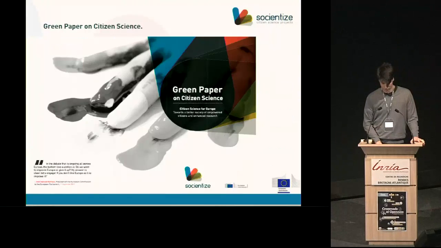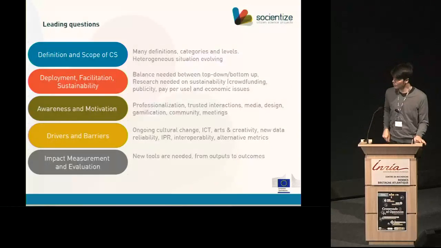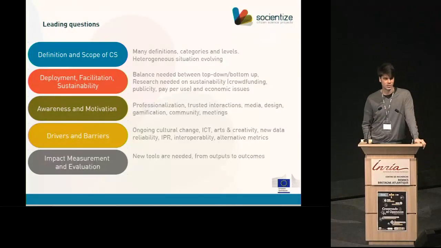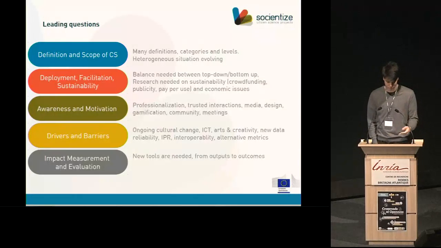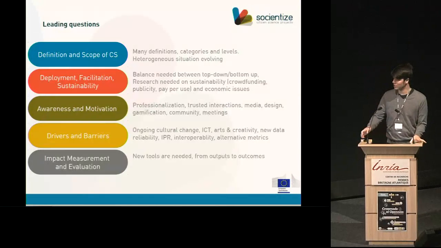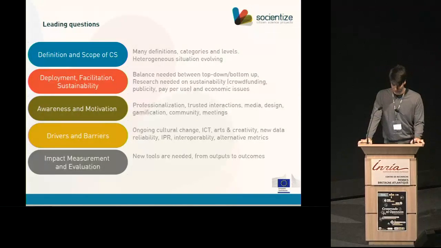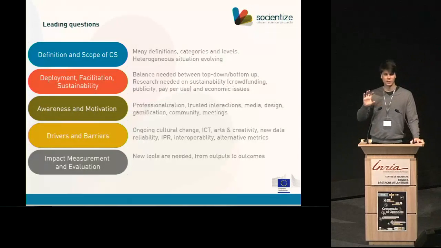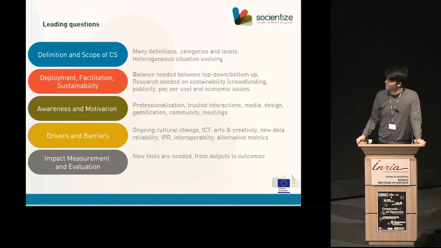So in the green paper, after one year of discussion, we saw that there were some key leading questions: the definition and scope of citizen science, when it is working and when it is not, deployment, facilitation, awareness, drivers and barriers, and impact measurement and evaluation. Some of the recommendations from our side, from the community, we shaped in a uniform way, presenting what is possible and what is not possible, and we shared it with the people.